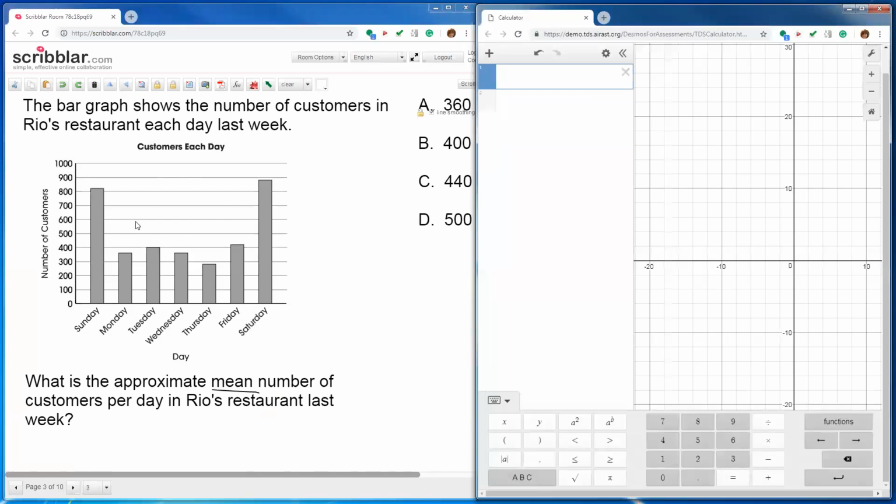Well, it says, you said Sunday, 800, a little over 800. A little over 800. So since we have to put something in, let's say 820.